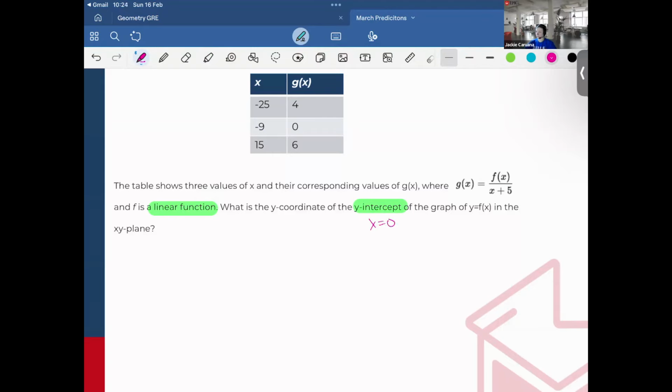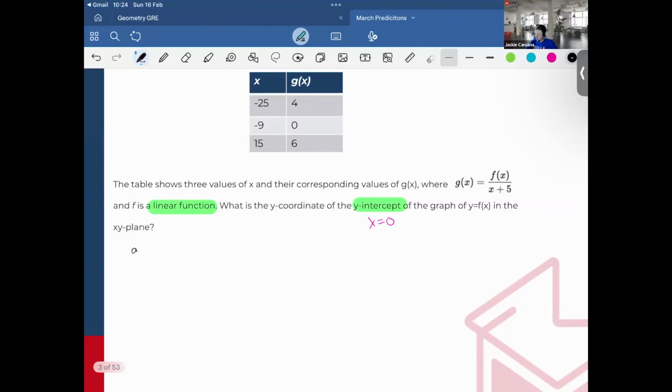Okay, so first, let's take our amazing function, g of x equals f of x over x plus 5. I can multiply each side by x plus 5. So this is basically g of x times x plus 5 is equal to f of x. And remember, that's what I'm looking to solve for.